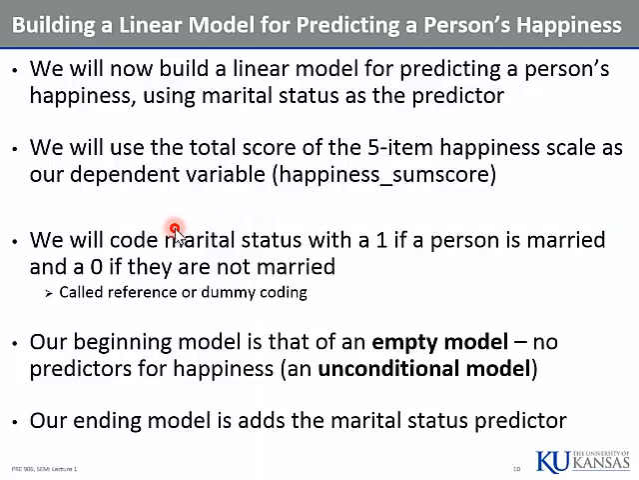So, if you have a 5-item scale for happiness, you want to come up with a happiness score. What do you do? Add the 5 numbers together for each person, right? Total of 25. We're going to call this variable happiness underscore sum score. That is called a sum score. It is just your score.